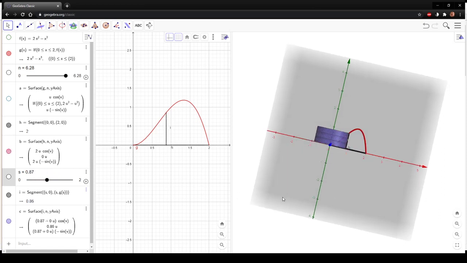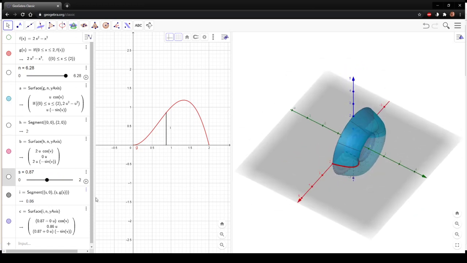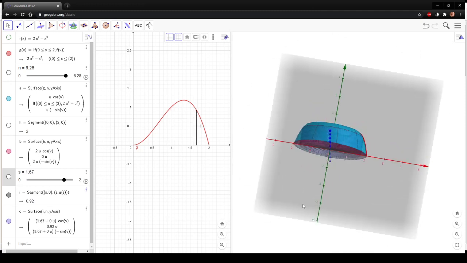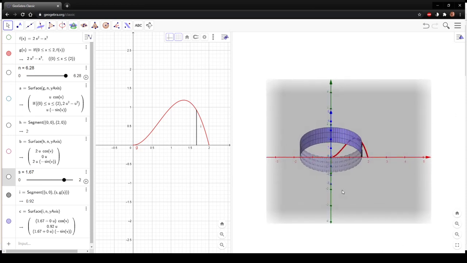Right? Let me turn this back on. If I turn the volume back on, you can sort of see with the transparency, but these cylindrical shells really are going to fill up the entire volume. So, if we can figure out what the volume of a cylindrical shell is, and then integrate up the volumes of all of those shells, it's reasonable to suspect that we're going to end up with the volume of the shape that we wanted in the first place.